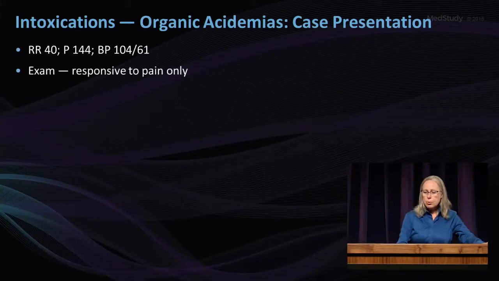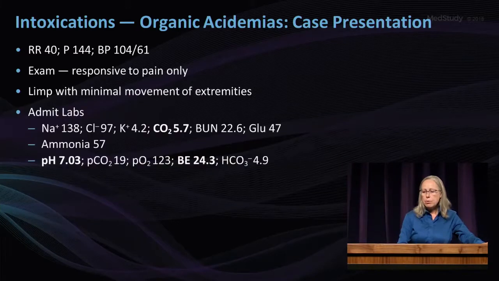Vital signs: he was responsive only to pain. He was limp with minimal movement, and his admit labs. So his glucose is 47, CO2 of 5.7, ammonia 57, and his pH is 7.03, and his base excess is 24.3.